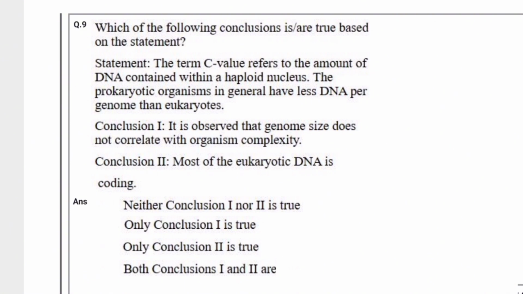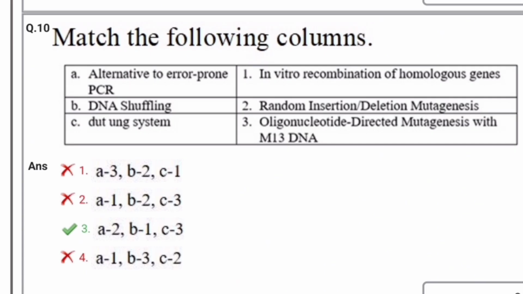So options are: neither conclusion 1 nor conclusion 2 is true; option 2, only conclusion 1 is true; only conclusion 2 is true; both conclusion 1 and conclusion 2 are true. For this, the correct answer is the second option, only conclusion 1 is true. So let's see the next question.